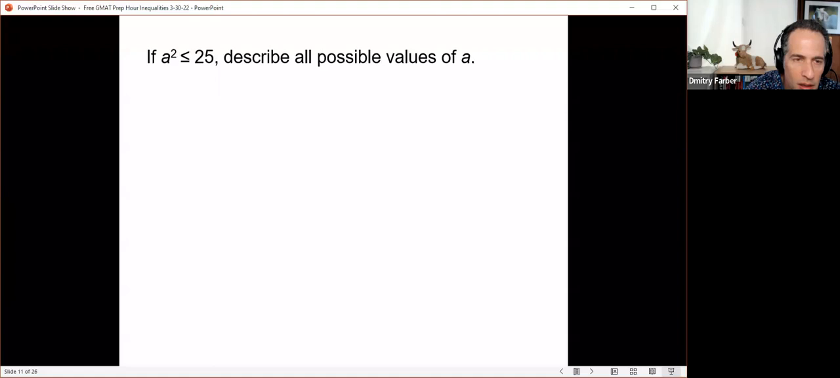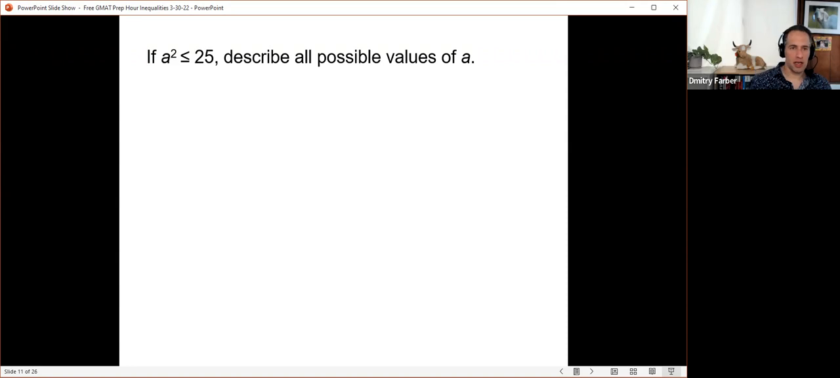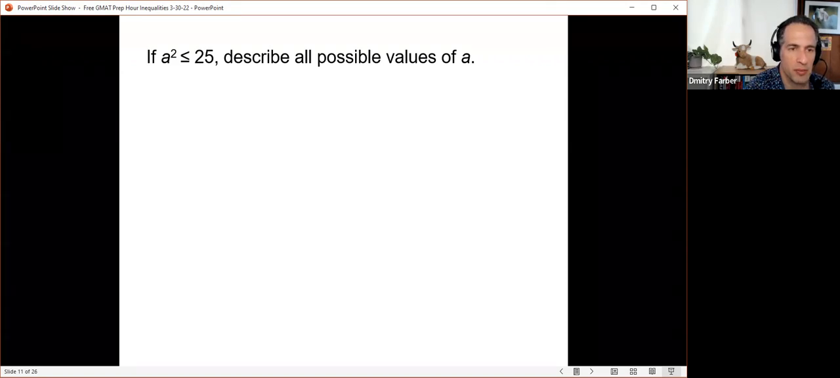Okay. What about this one? Another case. If a squared is less than or equal to 25, what are all the possible values of a? I think folks here, if you've been practicing for all, will know how to do this. I just want to look at some variations of it. If you're watching this on the video, you might need to pause a minute and play with this. What result do you get here? What's the range of values we can have for a?